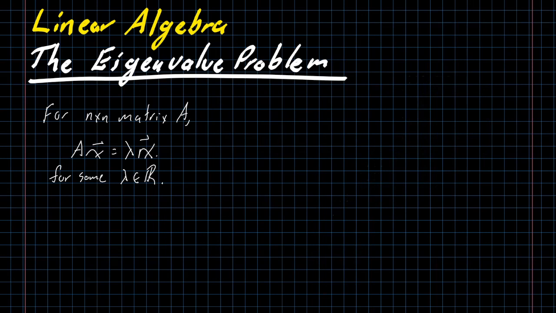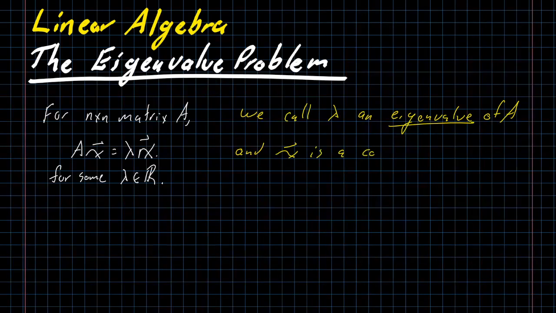We call such a value lambda an eigenvalue of A, and x a corresponding eigenvector.